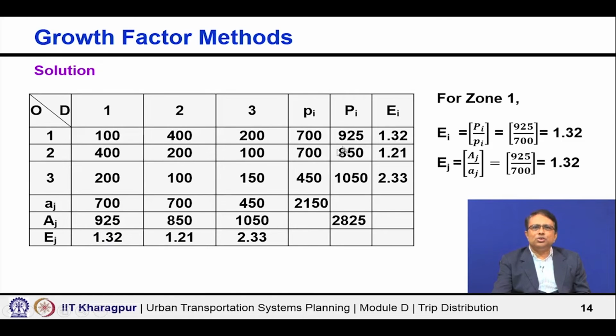Like that, for each zone you can get the growth factor. So, we got 3 growth factors for the production ends, 3 growth factors for the attraction ends. Of course, they are similar here. For each zone, the growth at the origin and the growth at the destination, for productions and attractions, are the same.